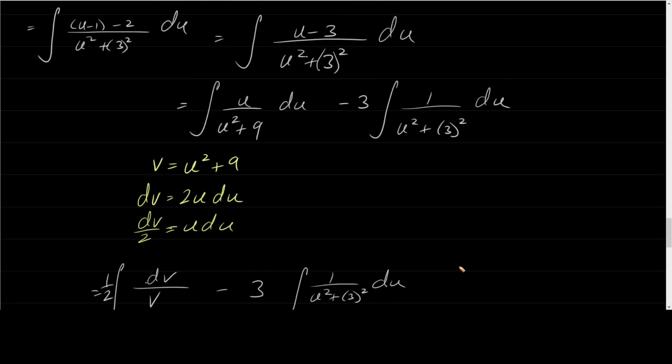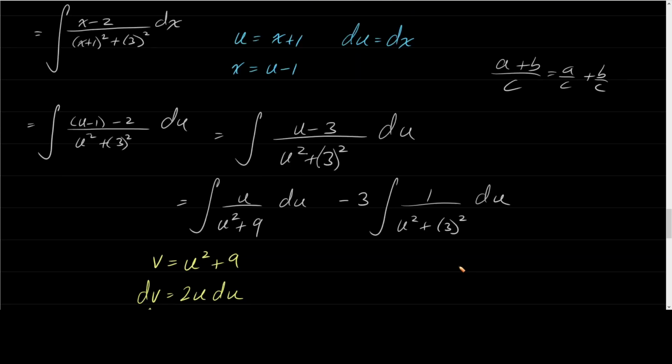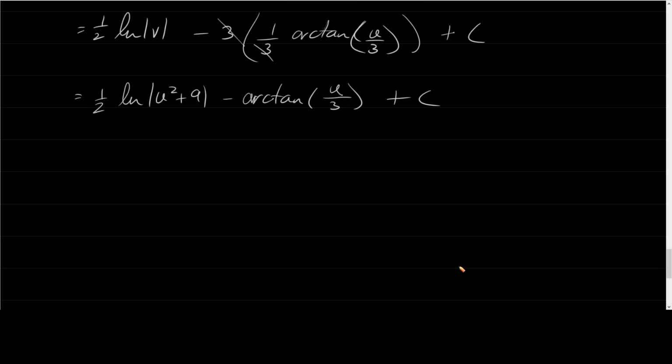And then what was the value of u? u was x plus 1. So let's go ahead and fill that in. And we end up with our final answer here: 1/2 ln of the absolute value of (x plus 1) squared plus 9, minus arctan of (x plus 1) over 3, plus c. And that was supposed to be a close parenthesis. There we go. That's way better. And that's what we end up with on that problem.